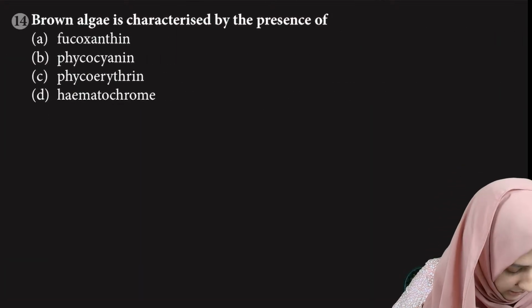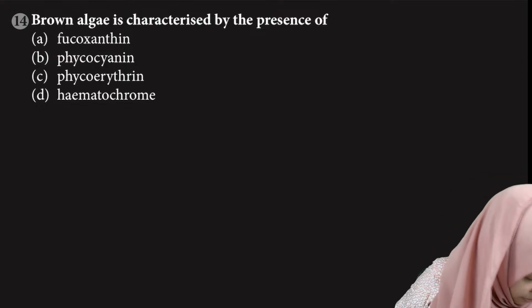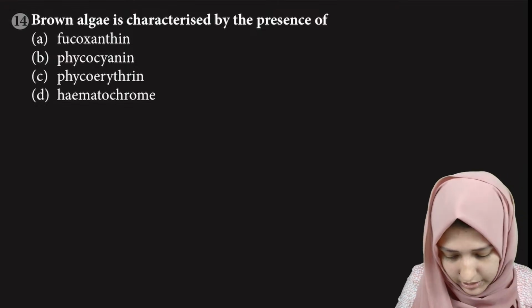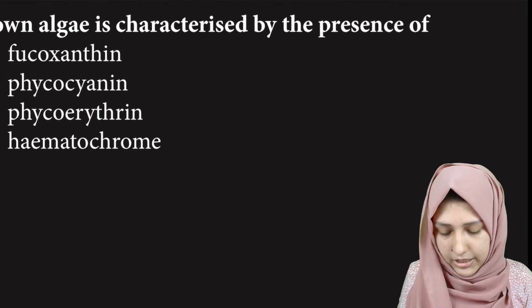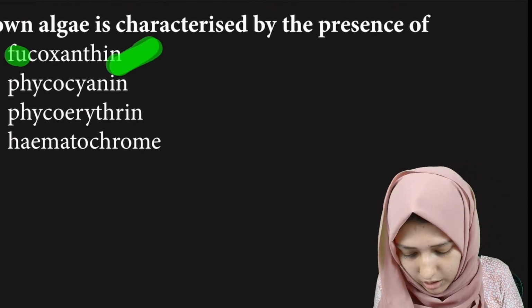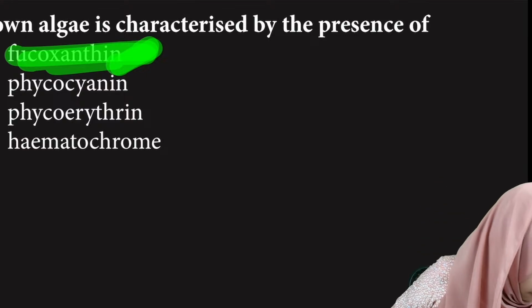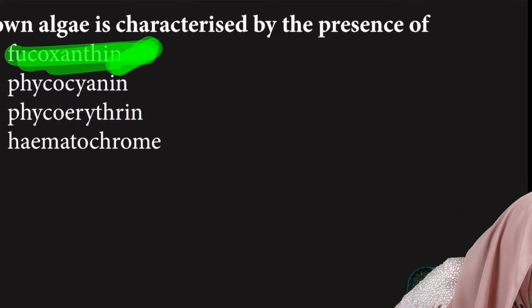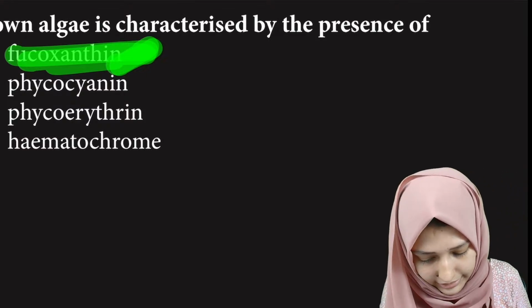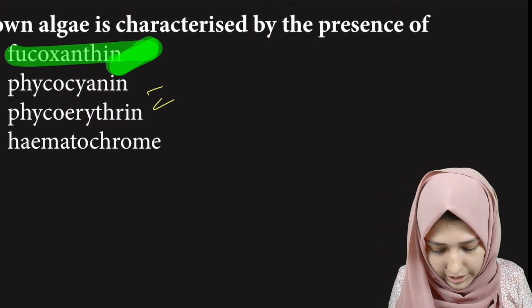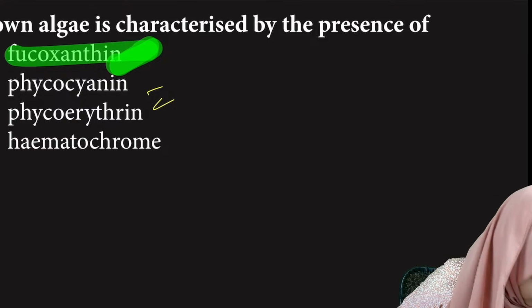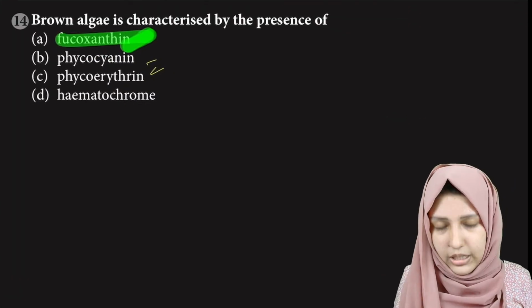Brown algae is characterized by the presence of which of these pigments? Fucoxanthin is the only one seen in brown algae. Phycocyanin and phycoerythrin are seen in red algae, and haematochrome is not mentioned. Clear? Fucoxanthin is the answer.